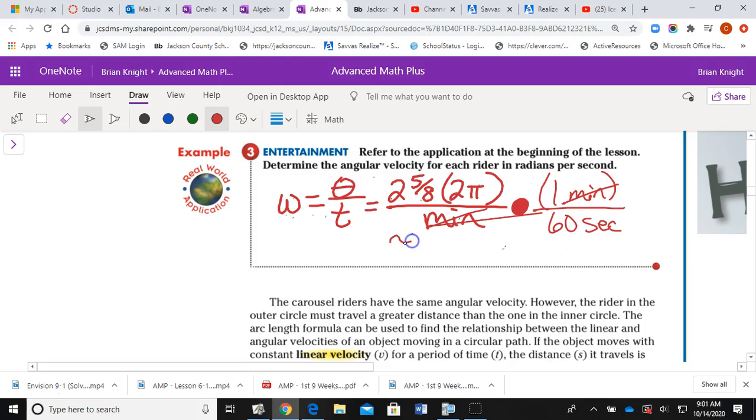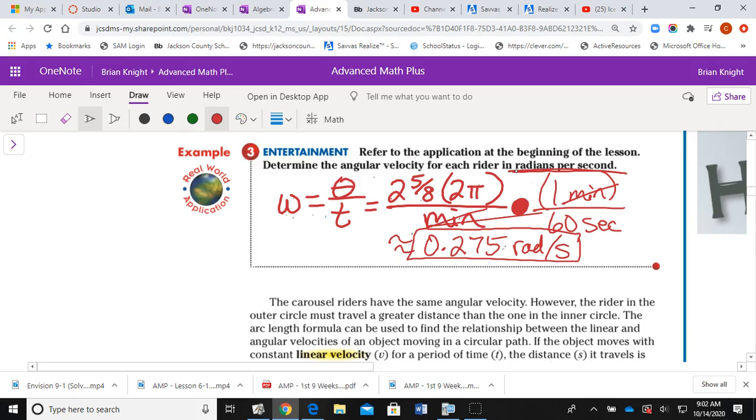And I got 0.275, okay? And again, that is going to be radians per second. So always be careful of what units you're using. It could say radians per second, radians per minute, radians per hour, radians per day, anything like that. So just make sure you're answering the question that they're asking, don't be like me. Okay? Everybody good so far?